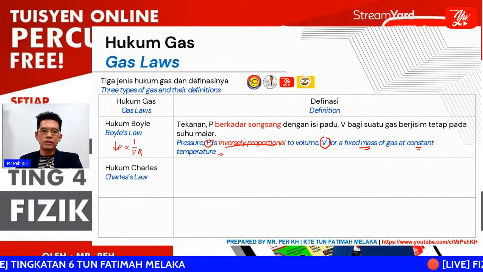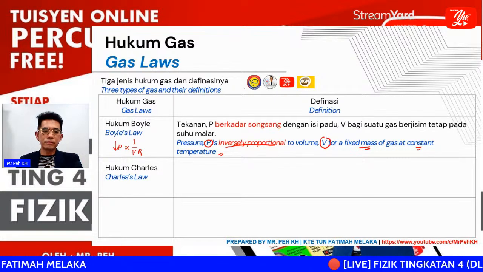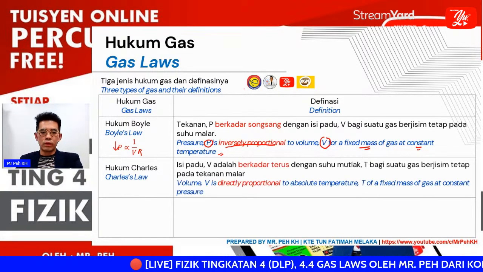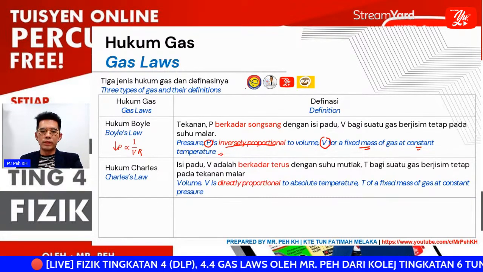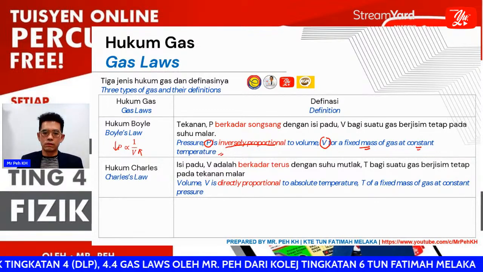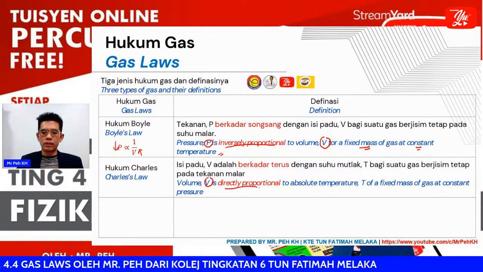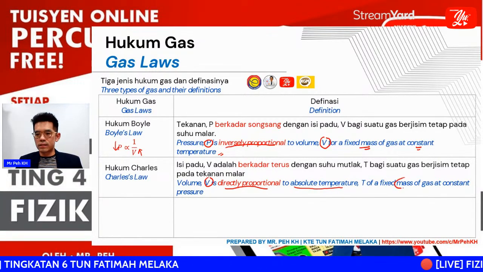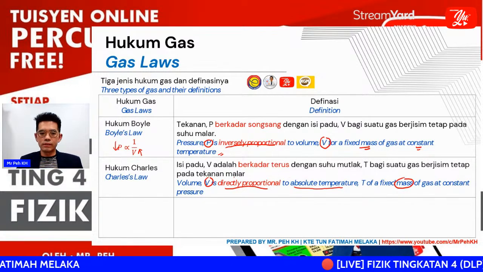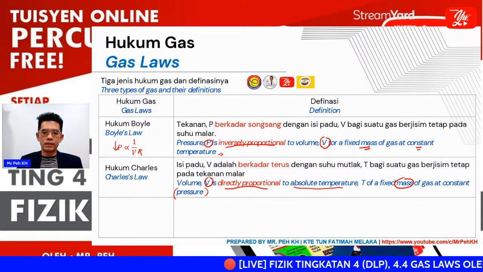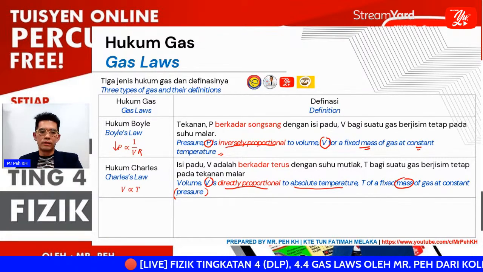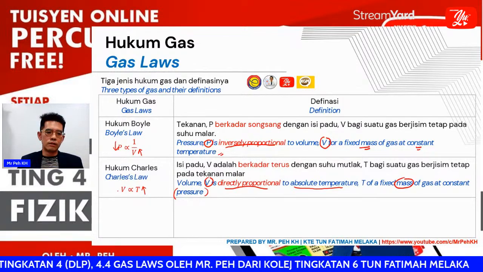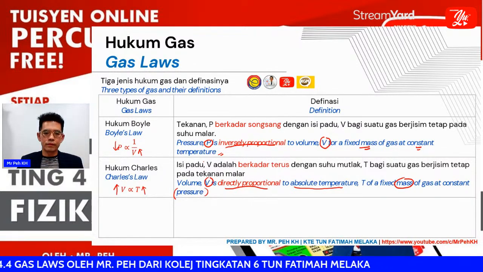Then the second gas law involved here will be Charles' law. Charles' law says that volume V is directly proportional to the absolute temperature at a fixed mass and constant pressure. That means that when the temperature increases, the volume will increase.